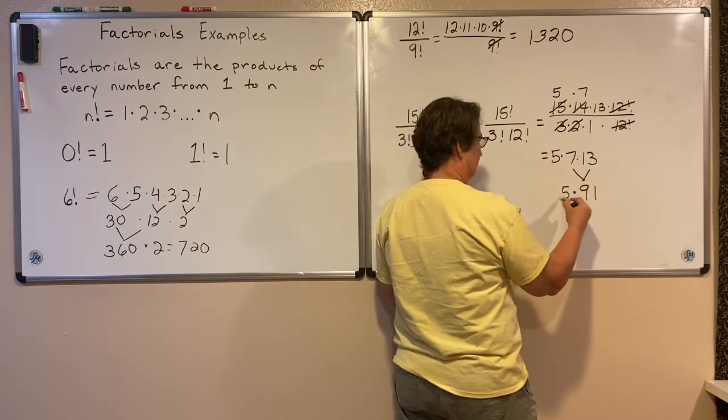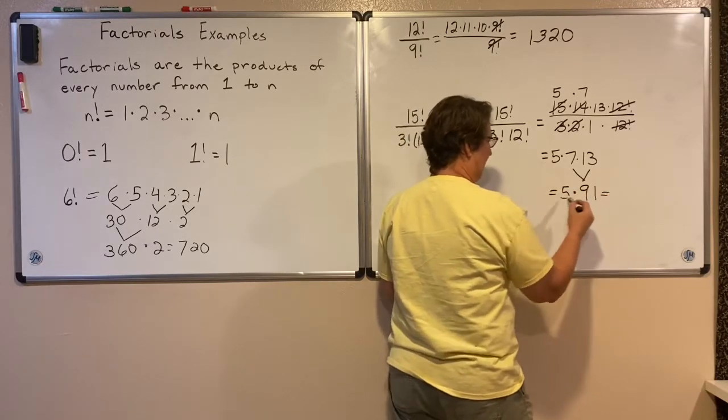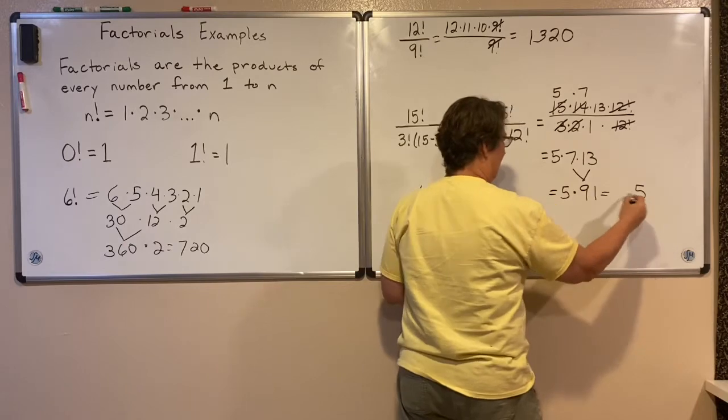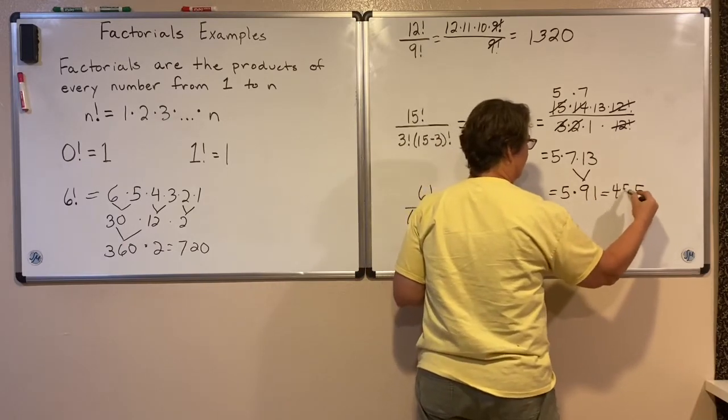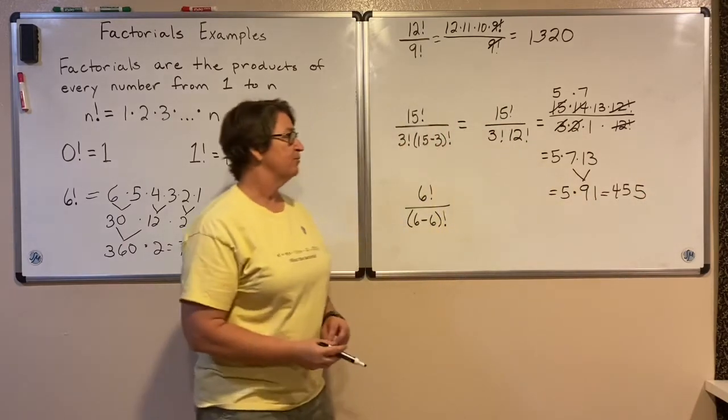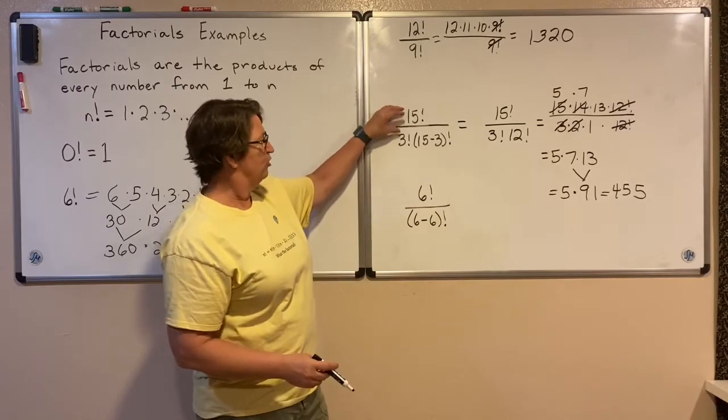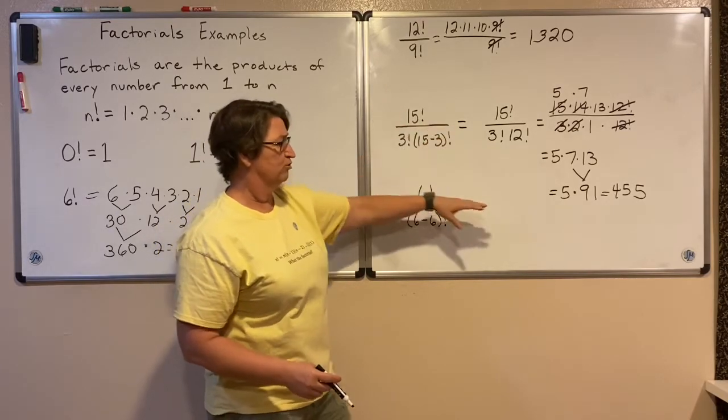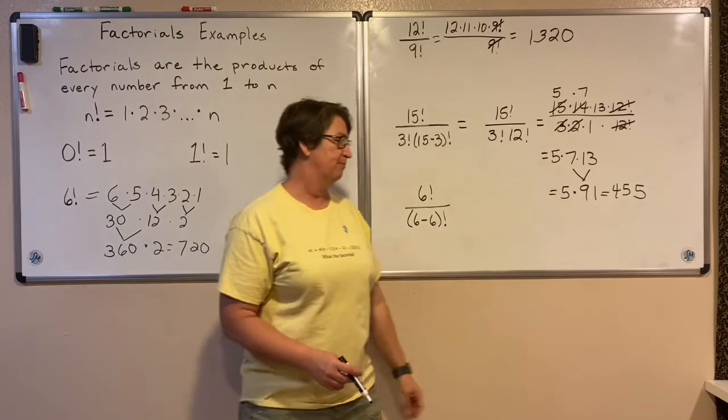And then I have times 5. Well, 5 times 91 is 455. So this factorial divided by those 2 factorials leaves me with 455.